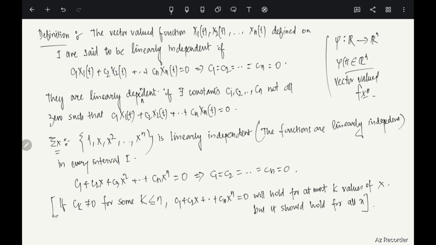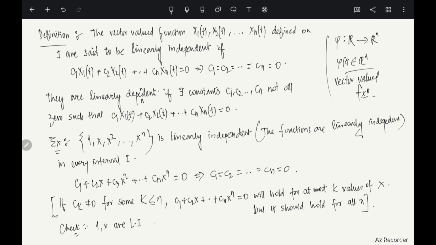If you are not convinced, you can do it like this. Let me put it this way. Let's say 1 and x, are they linearly independent? How do you prove something like this? So please check this part. Let's say these two functions, 1 and x, are linearly independent. How do you prove something like this?